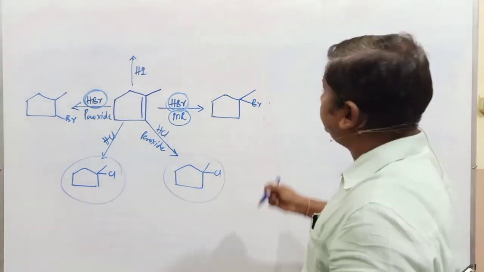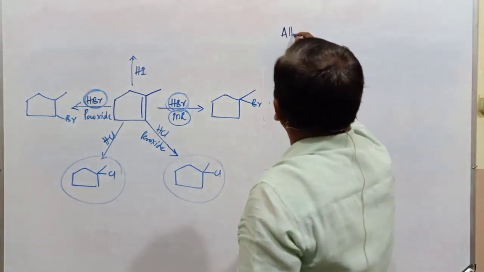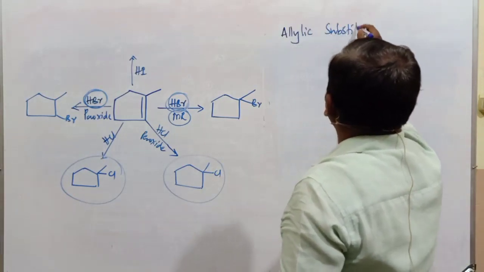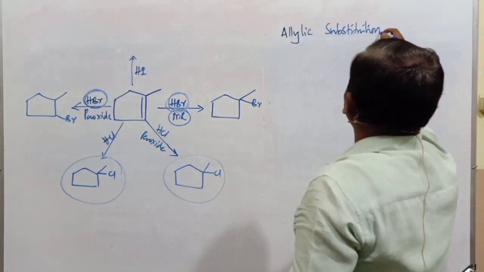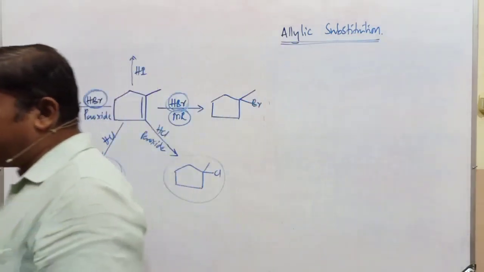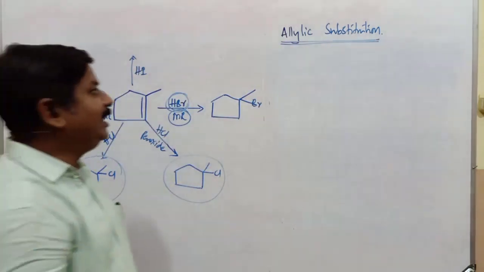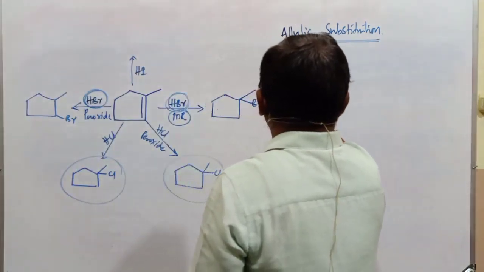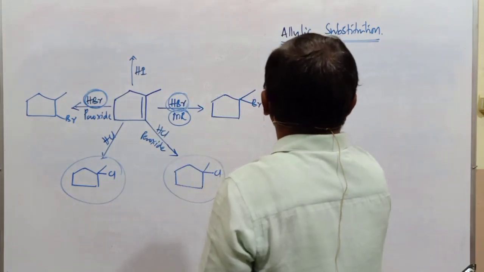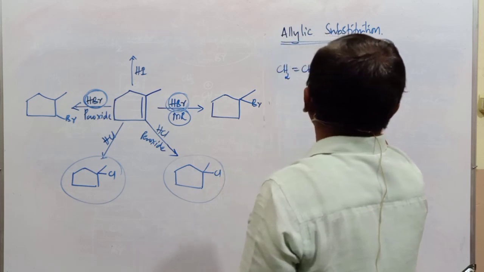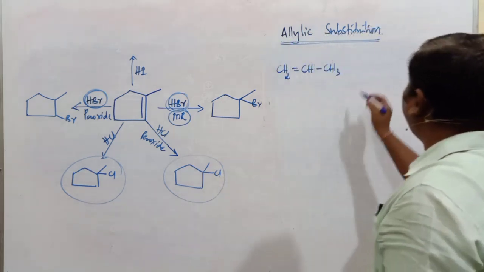Another substitution is commonly called allylic substitution. What is the meaning of allylic substitution reaction? This is also a preparation of halogen derivatives from the alkene compound itself. So this is one particular compound, CH2 double bond CH, then CH3. A propene compound is there.